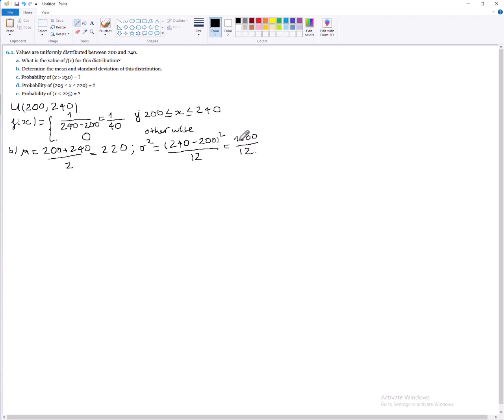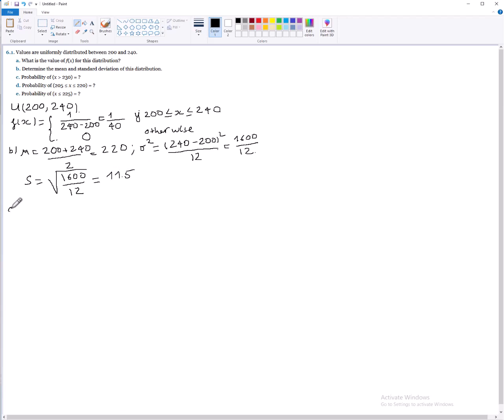So the standard deviation, right? The standard deviation S should be the square root of 1600 divided by 12, and that should give you 11.5. That's the standard deviation.